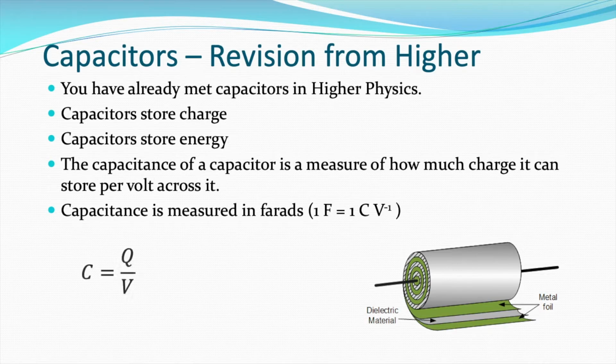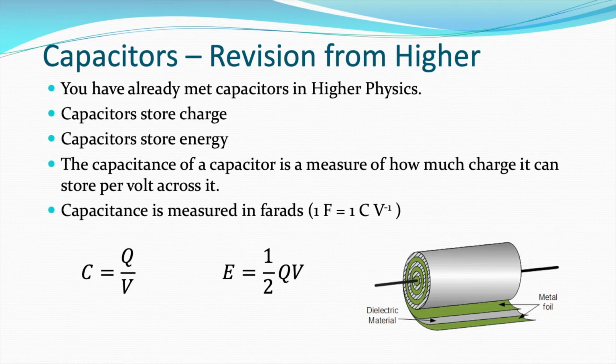Now, there were 2 relationships on your relationship sheet involving capacitance last year. C equals Q over V. Capacitance is the amount of charge stored per volt, and the energy stored on a capacitor is half the charge times the voltage across it. Both of them still on your relationship sheet.